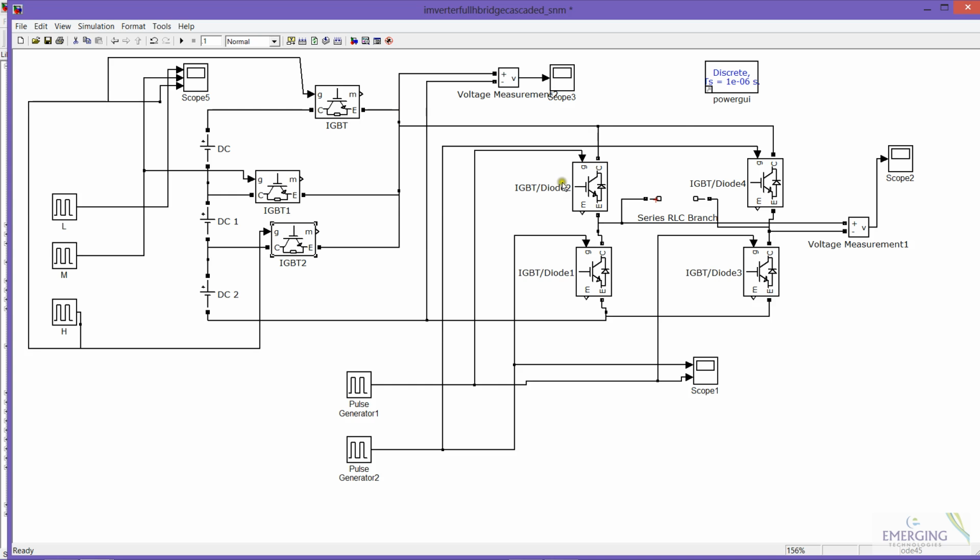And this is the H bridge for switching, generating inverted waveforms. We'll start.